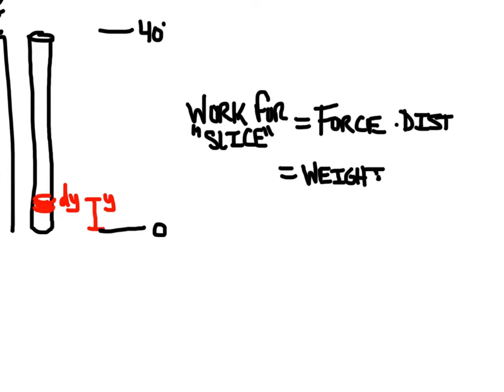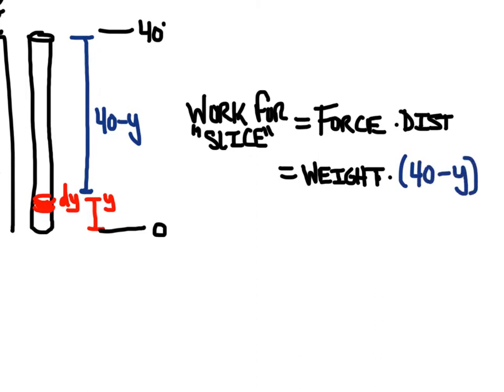So this is just going to be the weight of that slice. And then we're going to multiply this by the distance. And if you look at the distance here, this little red slice is going to have to move through this blue distance, which is given by 40 minus y. So it all depends on how high we started. If it started at a height of 10 feet, we're going to have to pull it 40 minus 10, or 30 feet. So that's going to be our distance in our equation over here, 40 minus y.